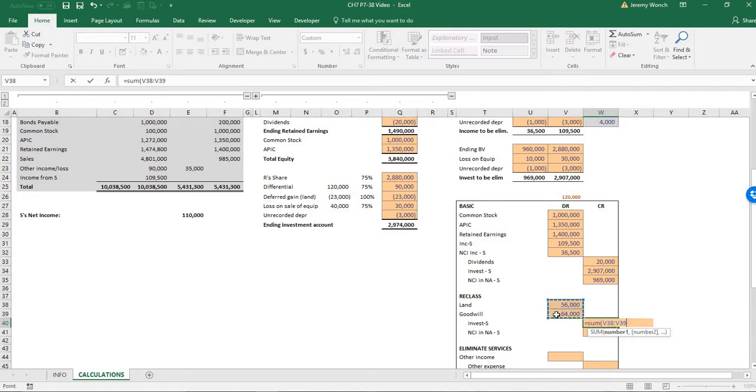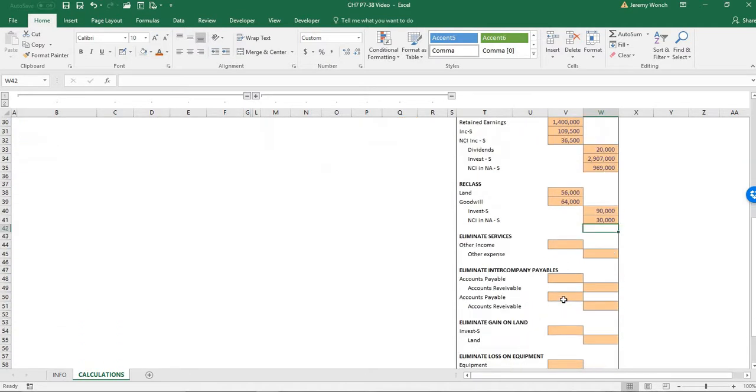So we're just going to add these two together and multiply it times our 75%. And same idea with non-controlling interest. We're just going to add those up times our 25%, and we're still in balance. Good deal.